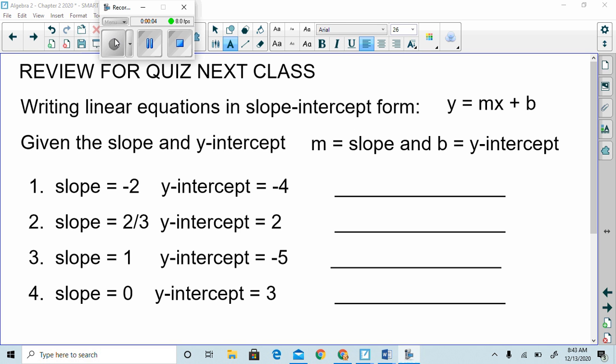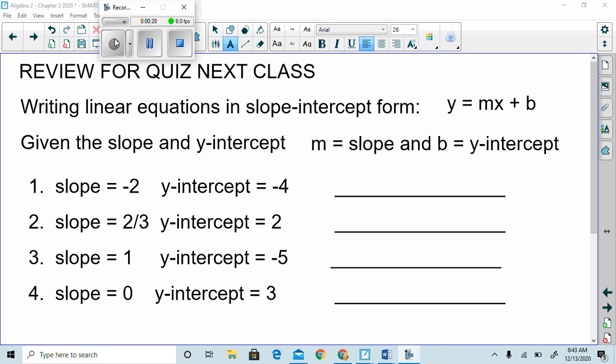Today is all about a review since we have a quiz in our next session. We have been working on writing linear equations, and our main focus was writing them in slope-intercept form. Y is equal to mx plus b. You should remember that slope is represented by the variable m, and the variable b represents the y-intercept.